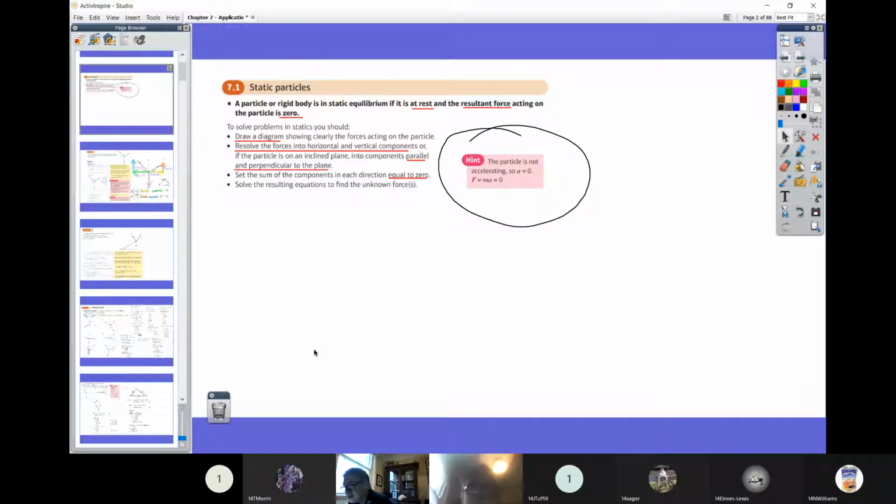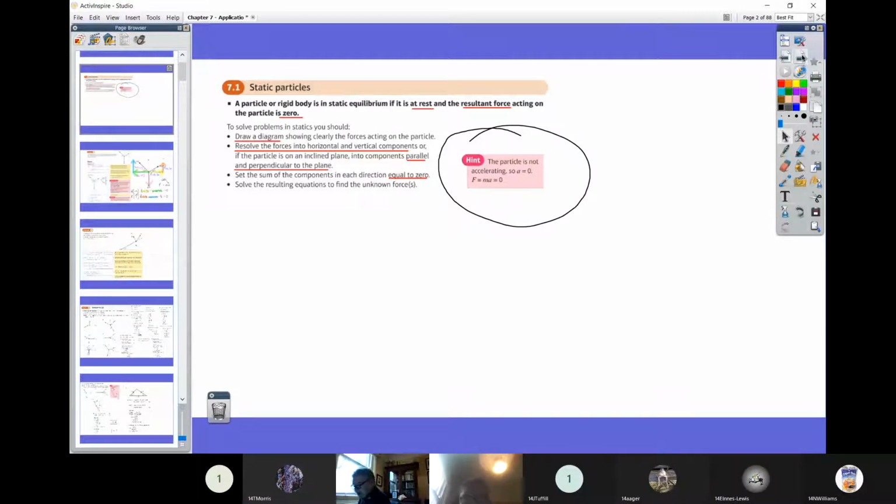So all you have to do is resolve horizontally and make it equal to 0, and resolve vertically and make it equal to 0. Now this might be on a flat surface, or it might be on an inclined plane. Example 1's a flat surface, example 2's an inclined plane, both of which we've looked at before. And remember, if you're resolving on an inclined plane, resolve diagonally. So resolve up or down the plane, and resolve perpendicular to the plane. I only really wanted to show you example 1, just to remind you.